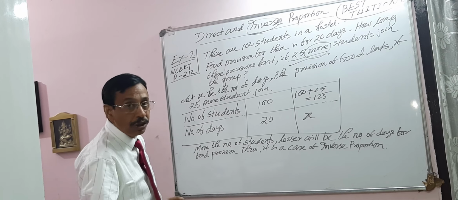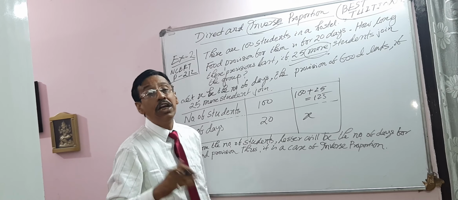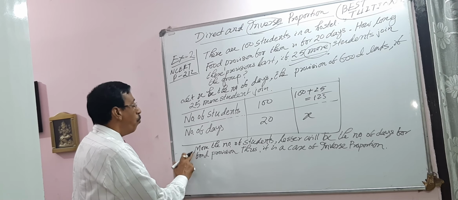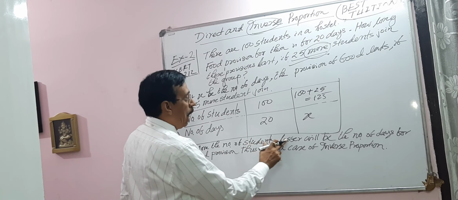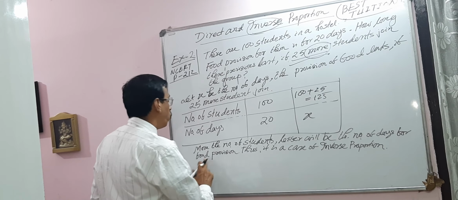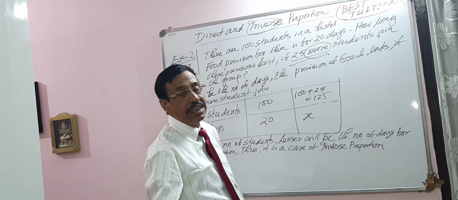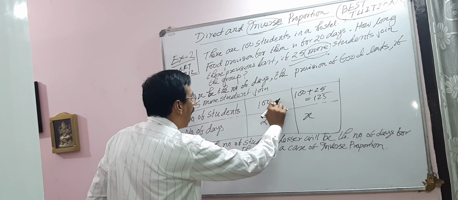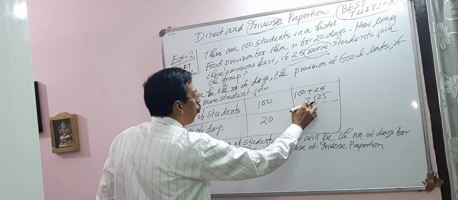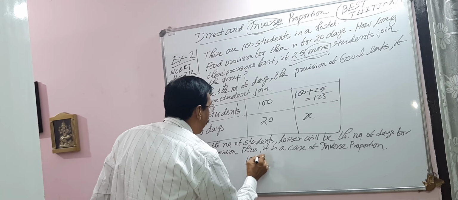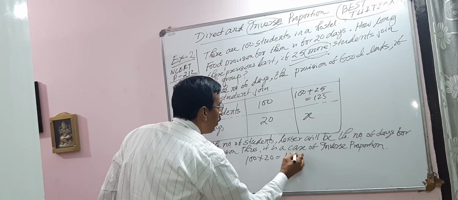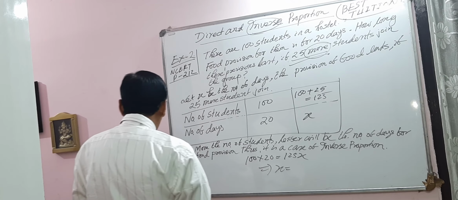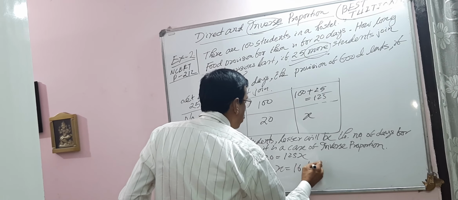Before starting the question, you have to show the logic that it is a case of inverse proportion. See what you have to write in the exam hall: more the number of students, lesser will be the number of days for food provision. Thus, it is a case of inverse proportion. Now just write 100 into 20 is equal to 125 into x. That means 100 into 20 is equal to 125x. If you solve and reduce this, x is equal to 16 days.